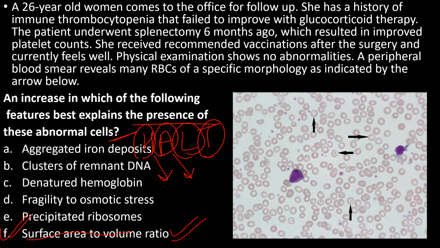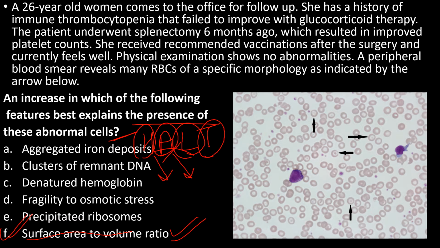The other options are incorrect. In choice A, the Pappenheimer bodies are aggregated iron deposits in erythrocytes that are often seen in patients with sideroblastic anemia. They appear as dark blue inclusions. Here there are target cells and no such inclusions. So choice A is not the correct answer.